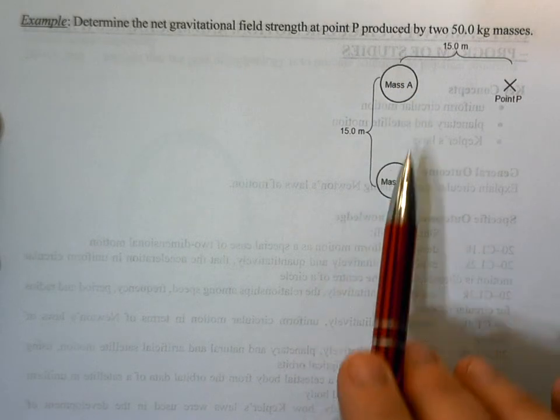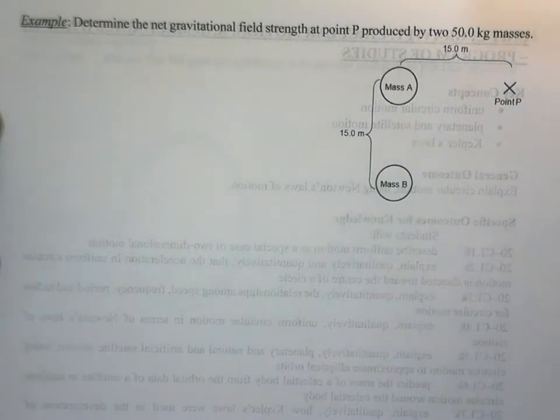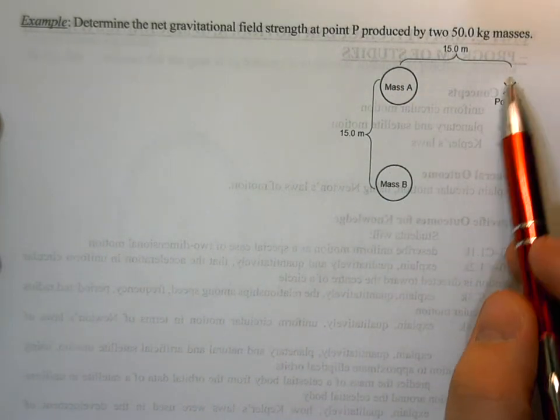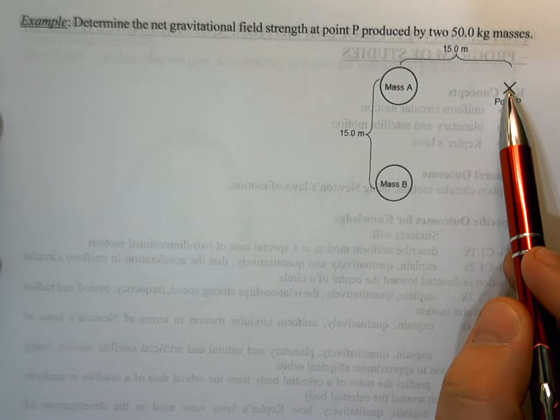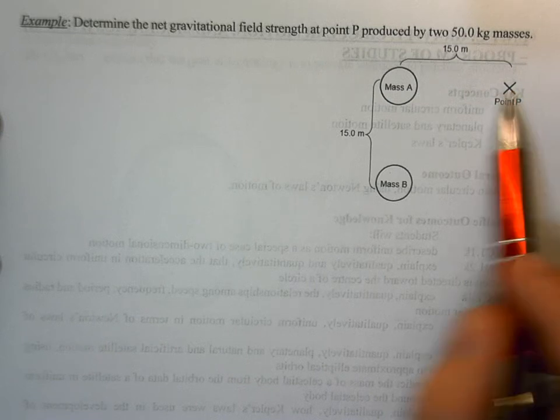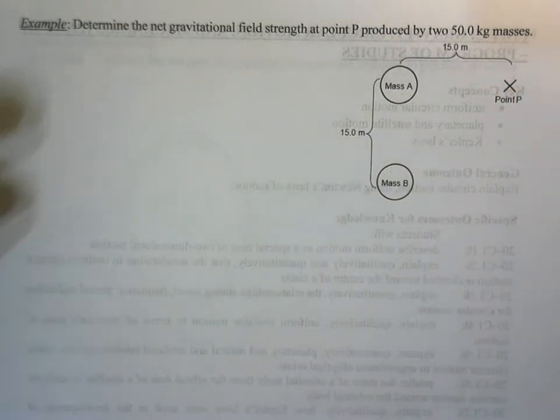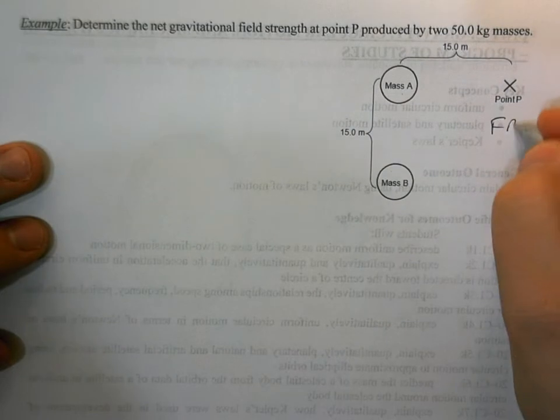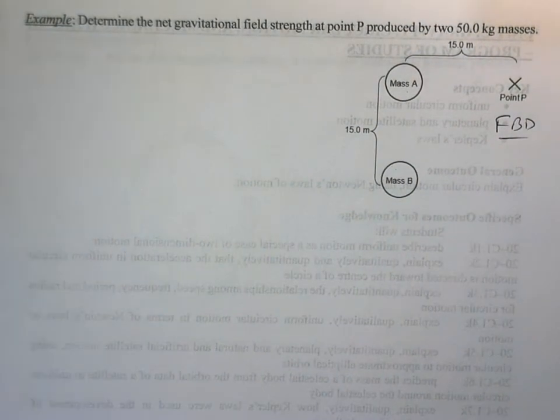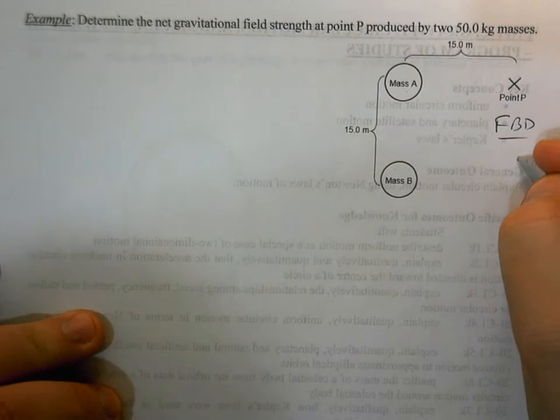So this mass is 50 kilos, this mass is 50 kilos. So what we're saying is if we place a test mass at this point, what is the gravitational field strength it's going to experience because of these two masses? So again, if we know the direction of our force of gravity, what we can do is determine the direction of the net gravitational field strength.